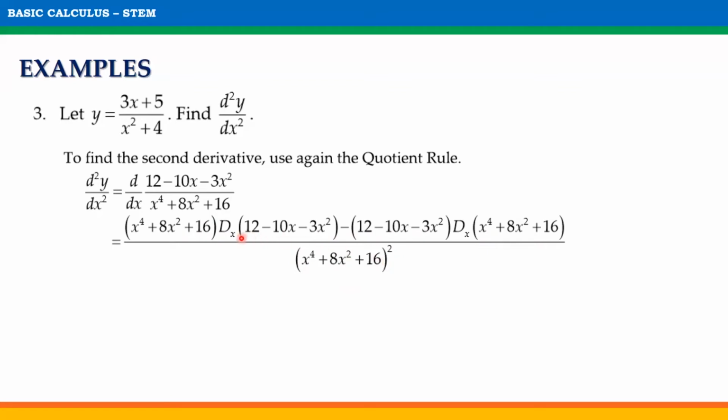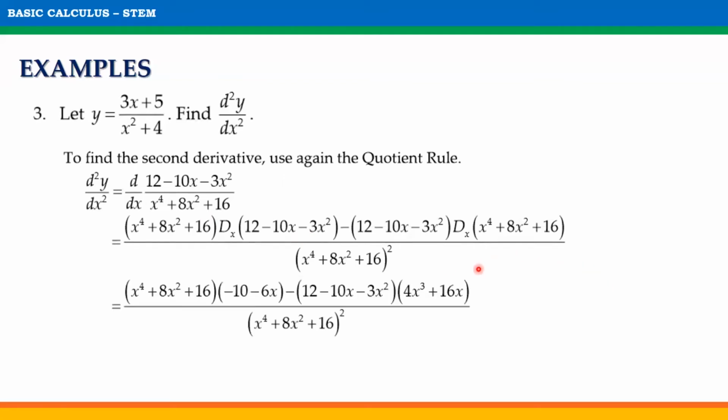Getting the derivative of 12 minus 10x minus 3x squared and x raised to 4 plus 8x squared plus 16, we will have x raised to 4 plus 8x squared plus 16 times negative 10 minus 6x, minus 12 minus 10x minus 3x squared times 4x cubed plus 16x, all over x raised to 4 plus 8x squared plus 16 quantity squared.